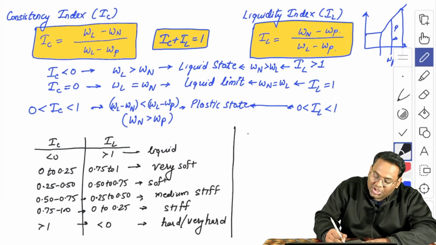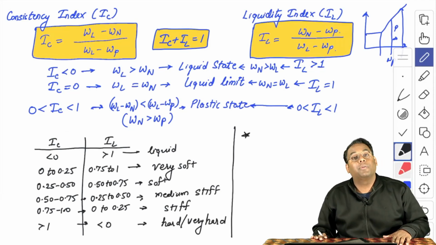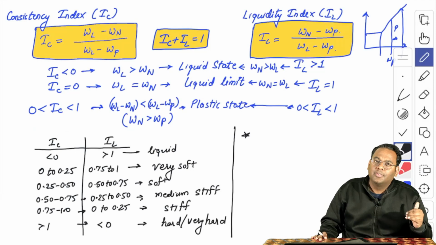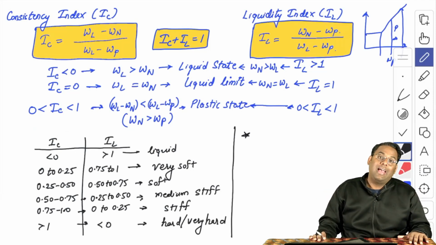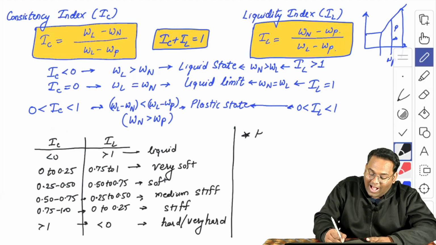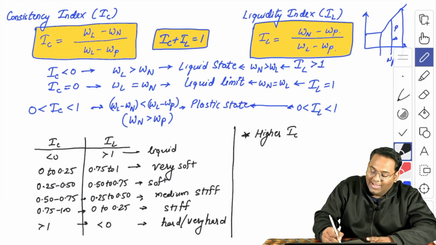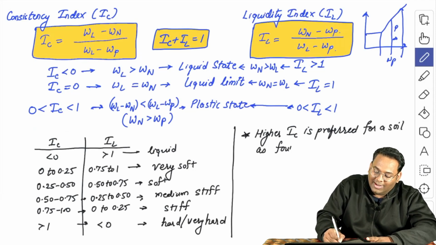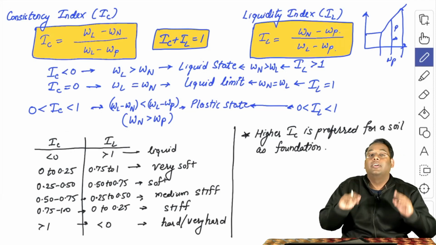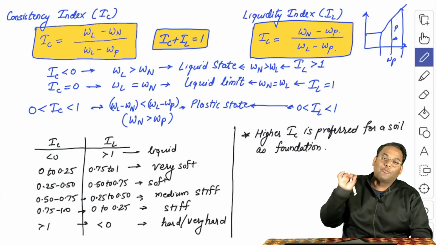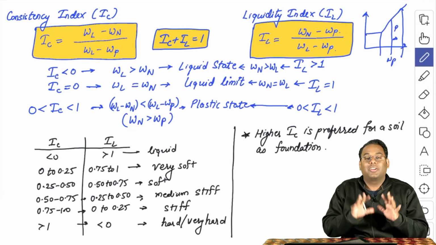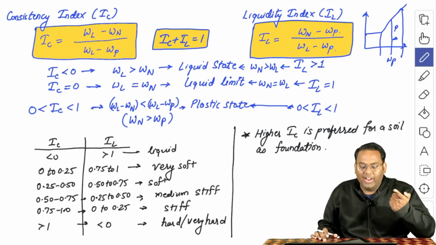So here you can also mention one more point. If I ask you which soil you will prefer to use as a foundation, having IC more or having IC less? Obviously you want a solid soil as the foundation. So hence here we can say that higher IC is preferred for a soil as a foundation. Yes or no? So yes, it can be asked which soil should be preferred as a foundation material. Then you have to choose the soil having more IC or less IL. So I hope this is what you might have understood right now.